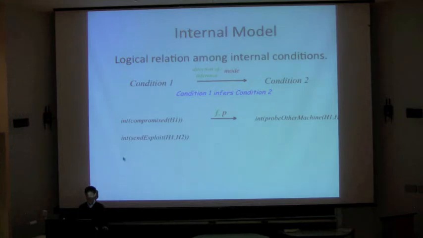Second example. If you know for sure an attacker has sent an exploit, like a buffer overflow, for example, from machine H1 to machine H2, we can infer that, okay, if that is true, then machine H2 may be compromised because someone is trying to send an exploit to H2. If H2 has this vulnerability, then H2 will get compromised. This is again a forward inference. The mode I put as likely.